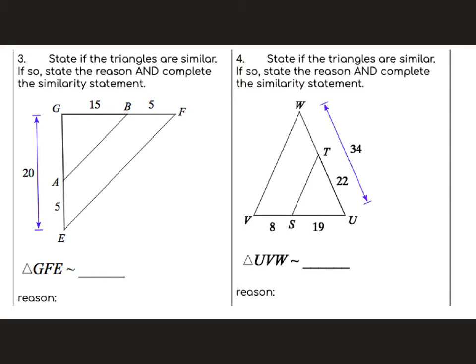All right. State if the triangles are similar. If so, state the reason. The reason, you only have 3 choices: angle-angle, side-angle-side, and side-side-side. If you're using any other reason, you do not know what you are doing. Theoretically, all these have similarity things after them. And complete the similarity statement. So that means triangle something similar to triangle something. So I got to fill things in. Let's see.